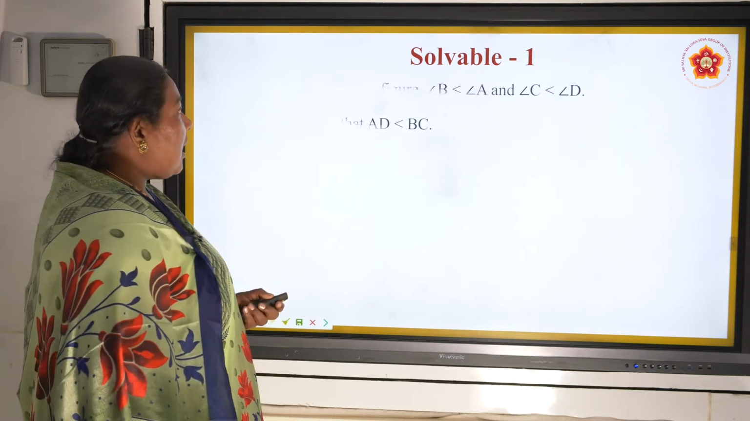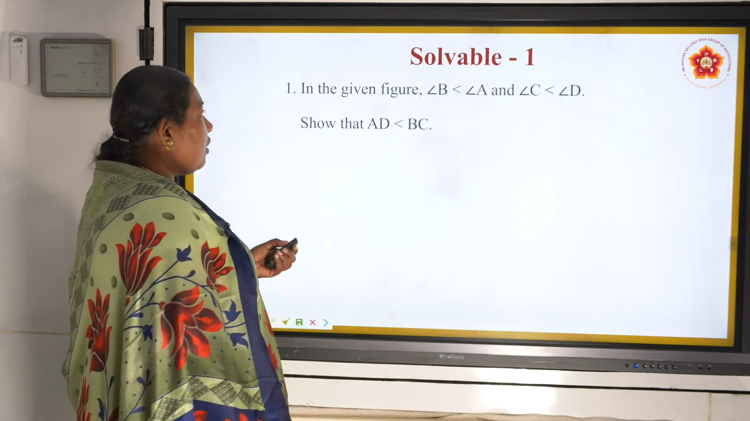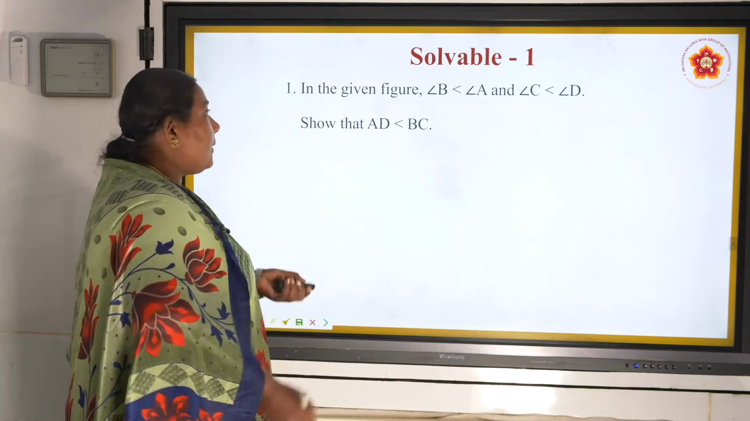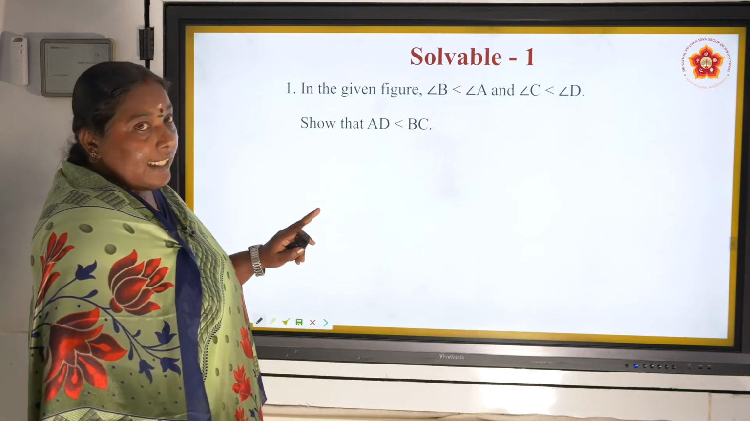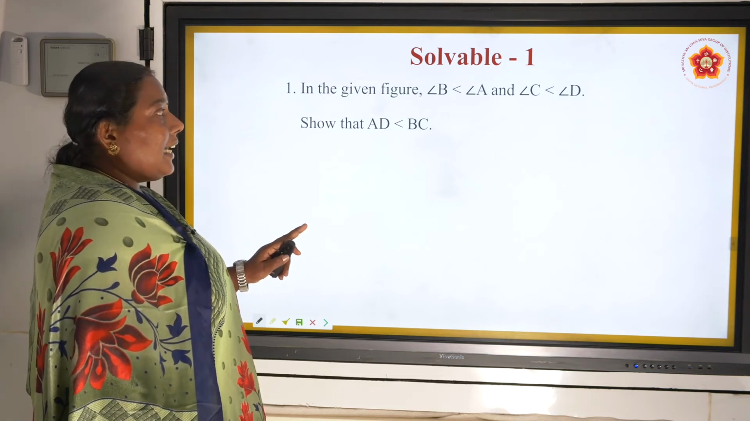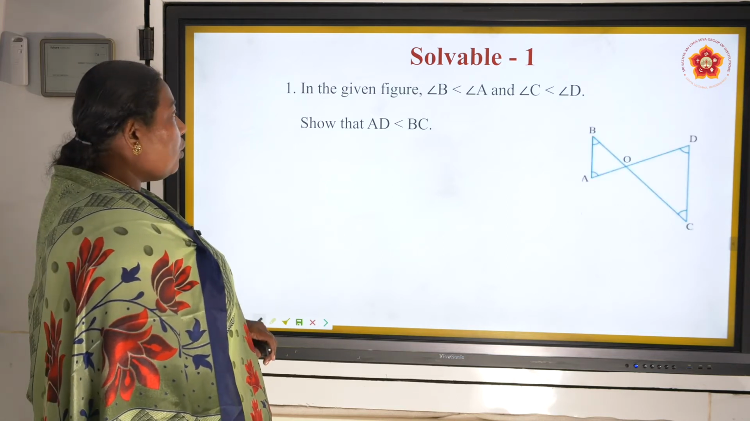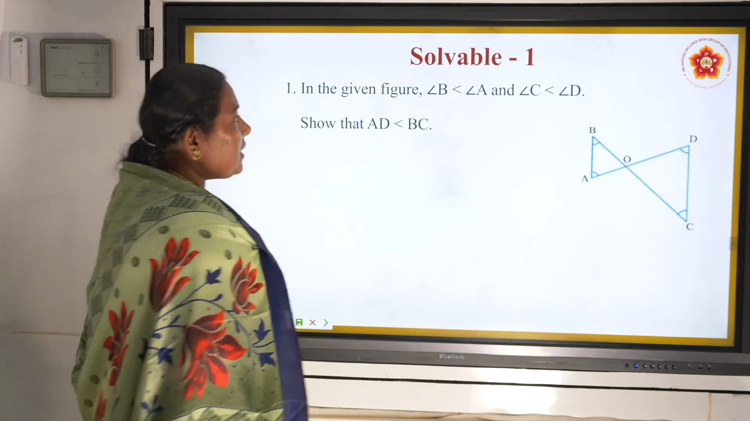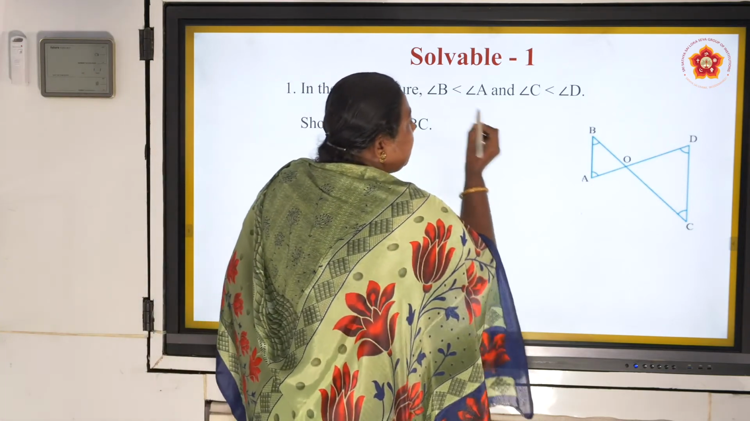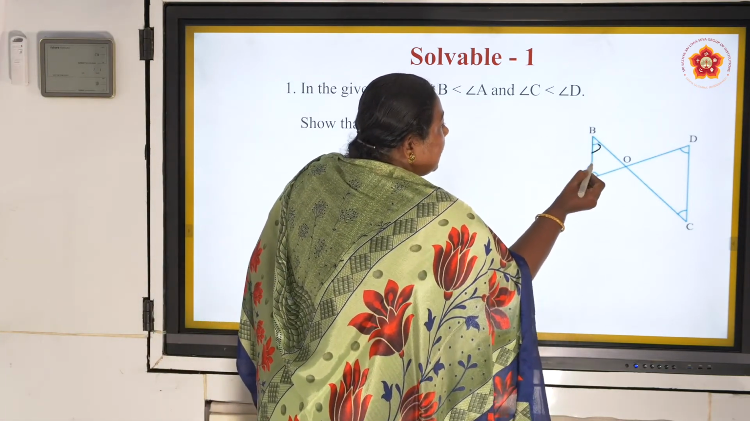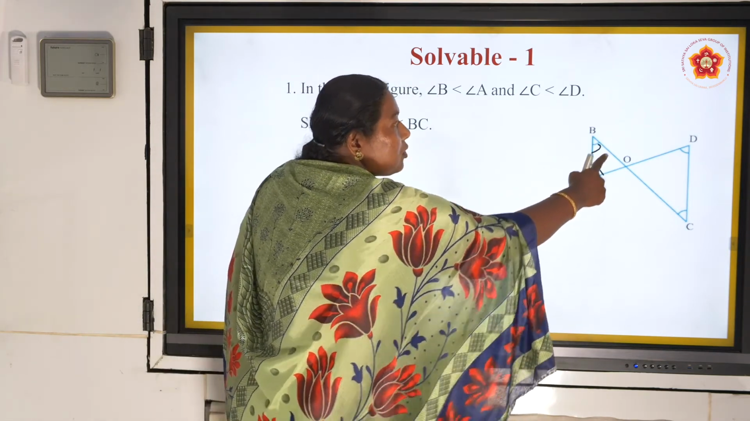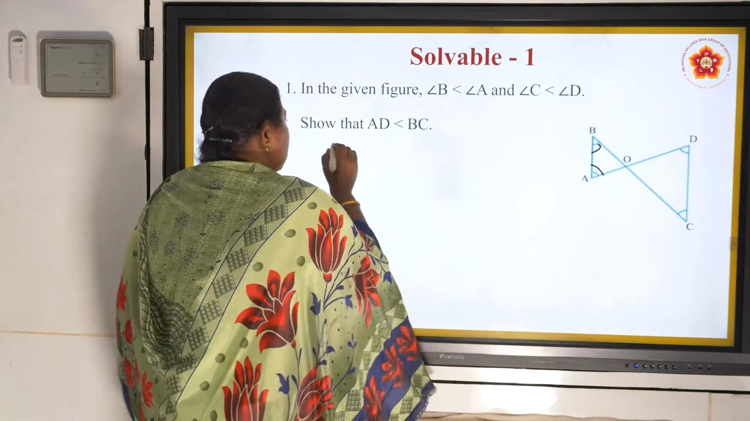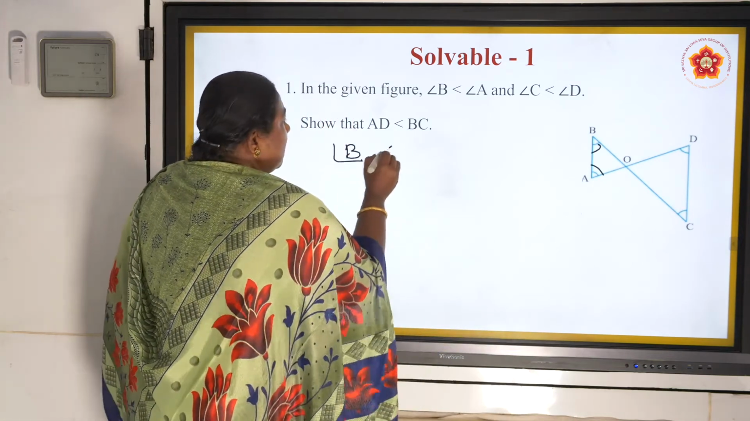Now let us see the solvable. It's very easy. All the solvables are, because the concept is very easy. In the figure, angle B is greater than angle A and angle C is less than angle D. Show that AB is less than BC. See here, angle B is less than angle A. That means angle A is larger. So OB should be greater. Simple.